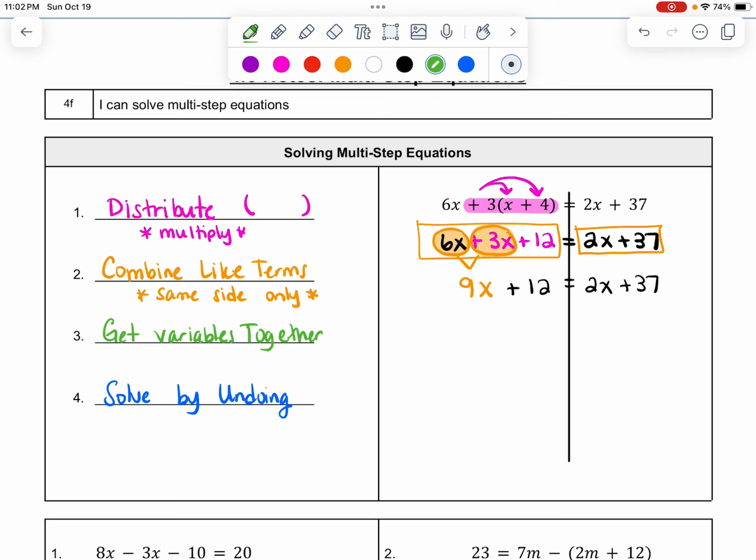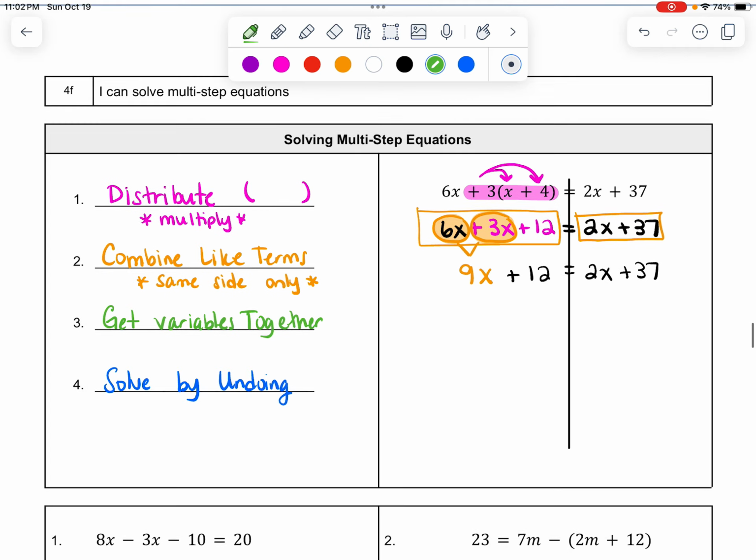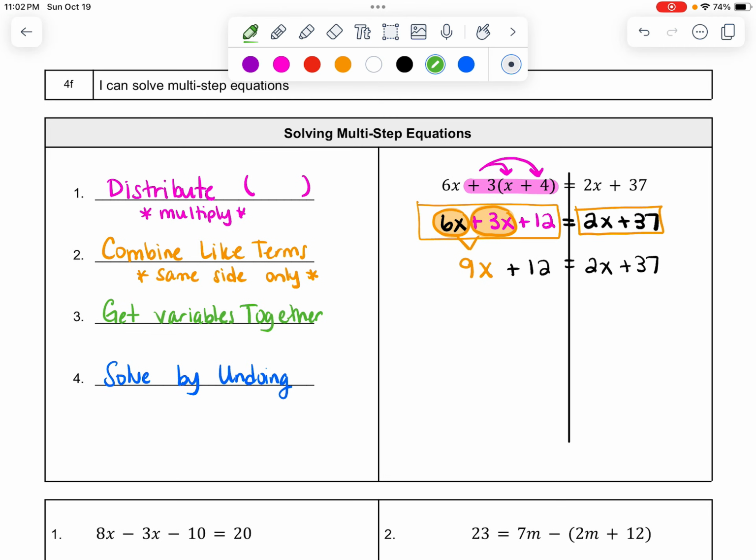Now I'm going to get all my variables together. Since my variables are not on the same side, I can't just combine them. I need to actually undo them to move them. So I'm going to subtract the 2x on both sides. And 9x minus 2x is 7x. And I'm going to copy down the plus 12. The 2 x's cancel, and so I get 37.